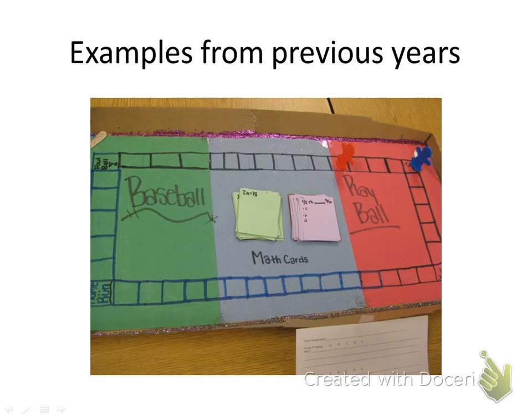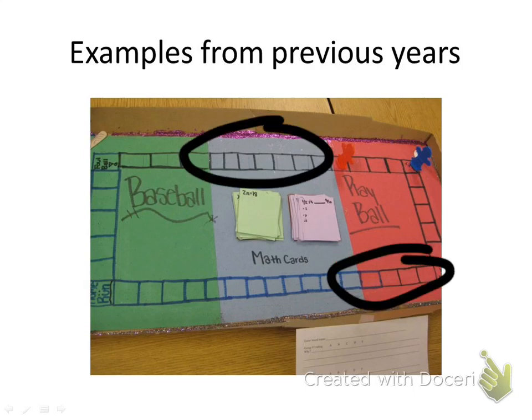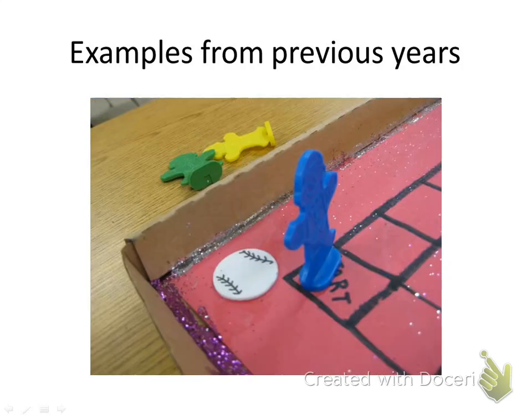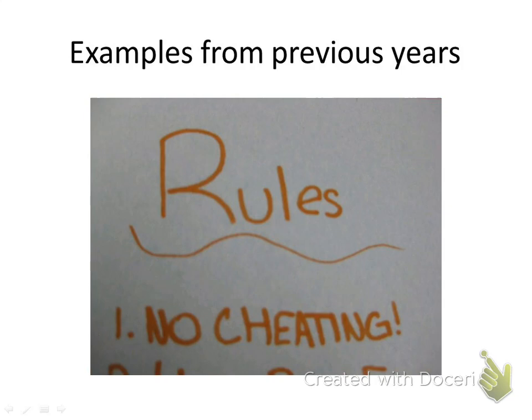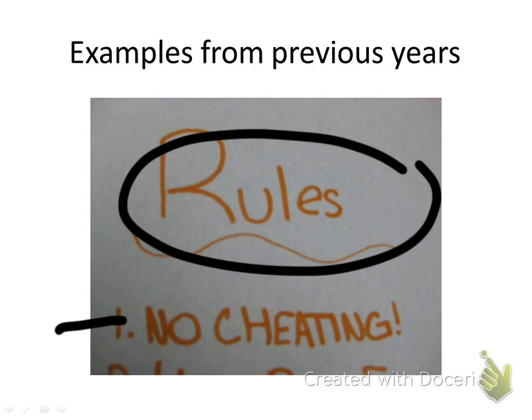Here's the game for baseball. This is baseball, and they were playing baseball in this game. It was an excellent game, though I would have liked to see more written on the game board on these pieces. They had to rely a lot on what the directions said. This is that game again, the start. Here are rules. A lot of people included in their rules, no cheating.